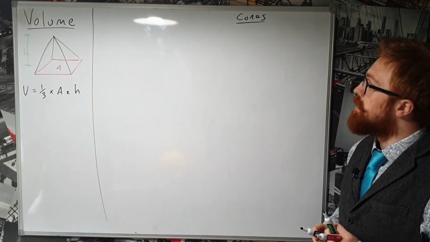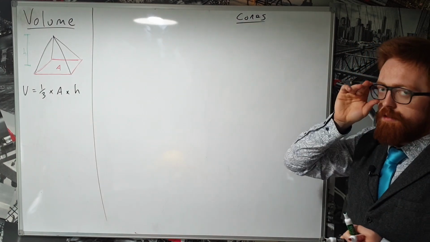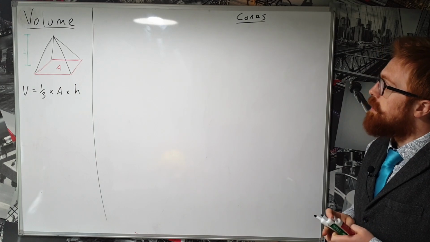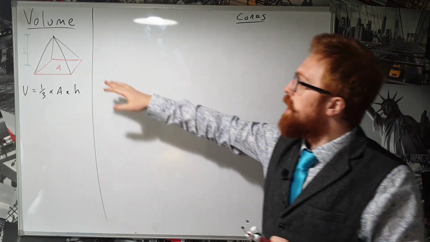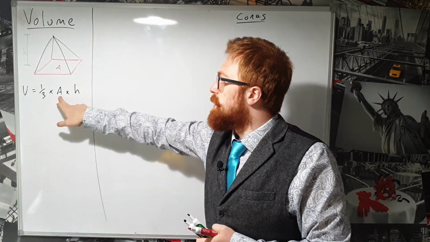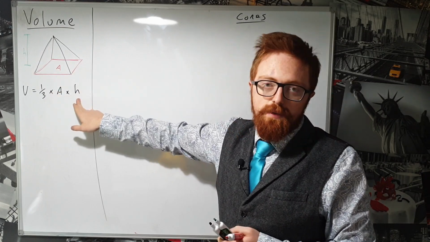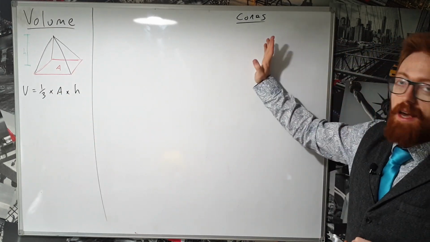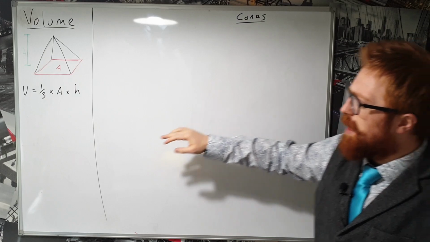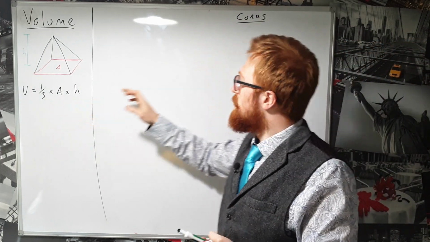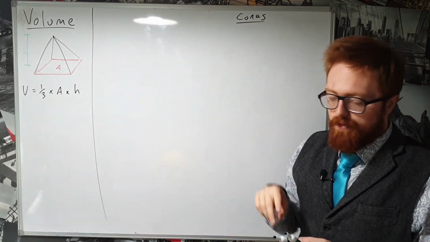Hi there. In this video we're going to look at the volume of cones. Now in our last video we saw that the volume of a pyramid was a third times the area of the base times the height, and it's exactly the same for a cone, except we can write this maybe slightly more concisely using the formula for the area of a circle.